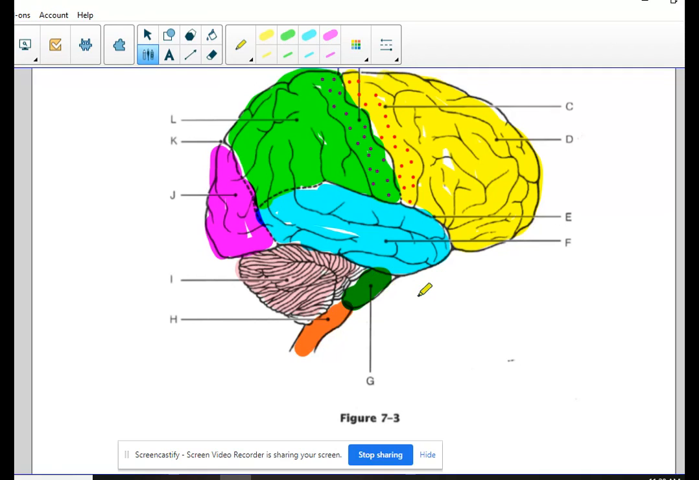And like I had mentioned before, this is the diagram you will have to know for an assessment. So if you have any questions about it, feel free to reach out to your instructor.